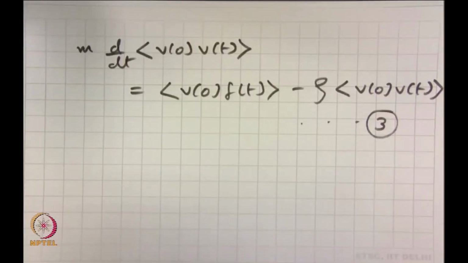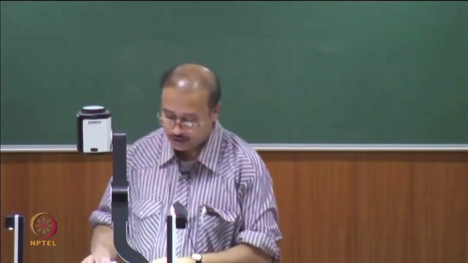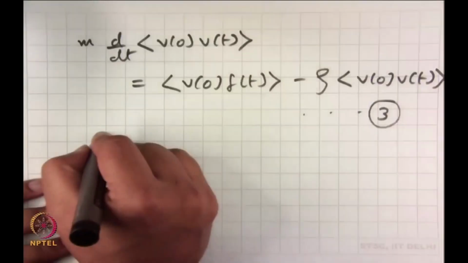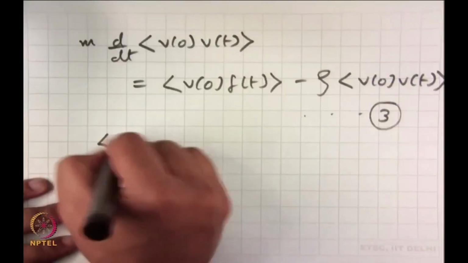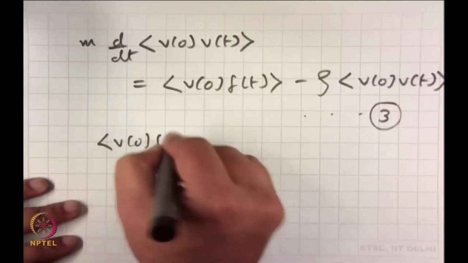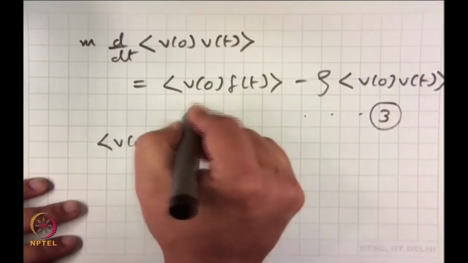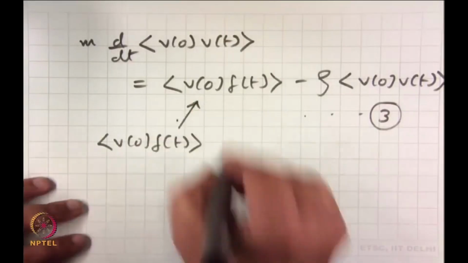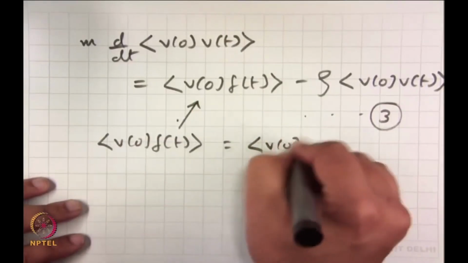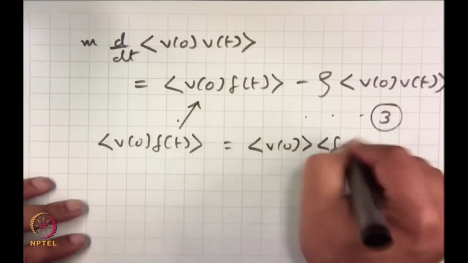I can do that because V0 is what? A constant or not? It is a constant. I know the initial velocity of the particle, it is a constant value, right. So, we just put it in the equation. Now, look at this. I can write that V0 times f(t), this term, is equal to V0 times f(t).